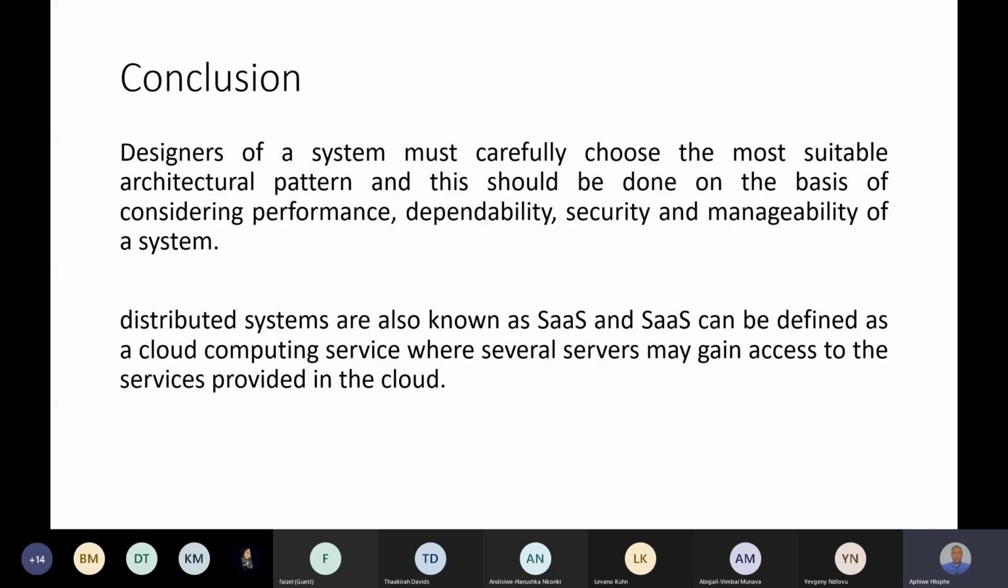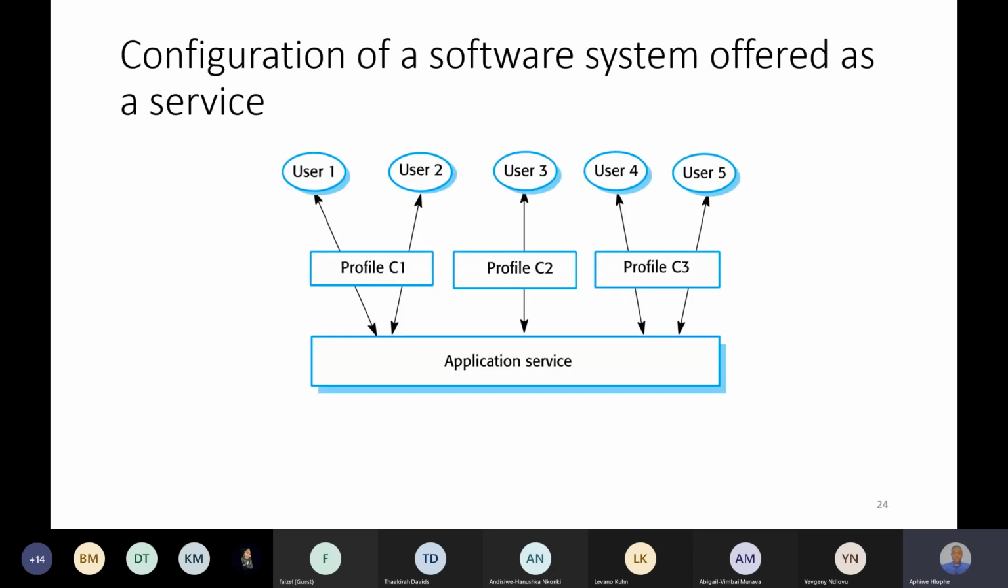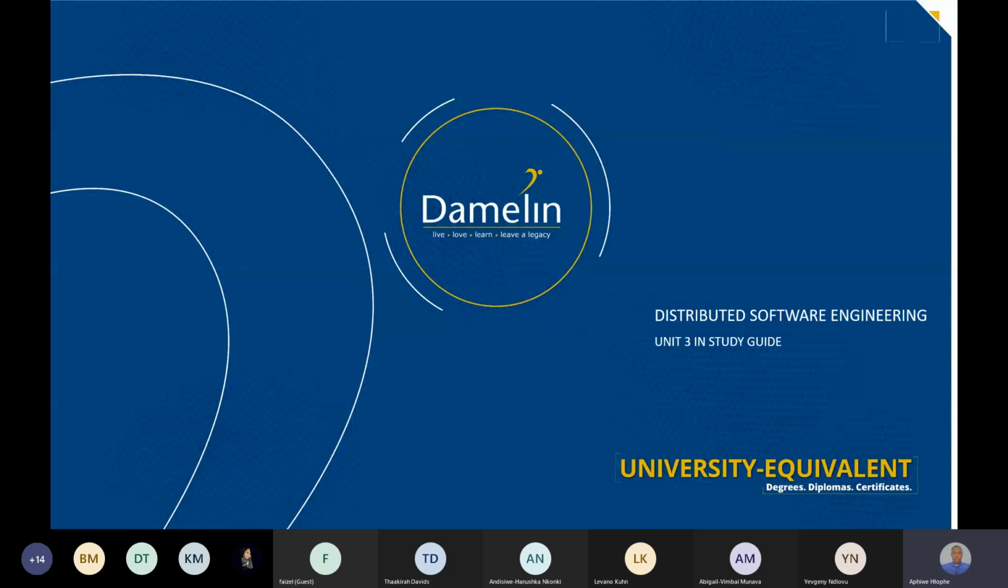So in conclusion, designers of a system must carefully choose the most suitable architectural pattern, and this should be done on the basis of considering performance, dependability, security, and manageability of a system. Distributed systems are also known as software as a service, and software as a service can be defined as a cloud computing service where several users may gain access to the service provided in the cloud, obviously through multi-tenancy or single tenancy access. Okay, so that is the third study unit, distributed software engineering.